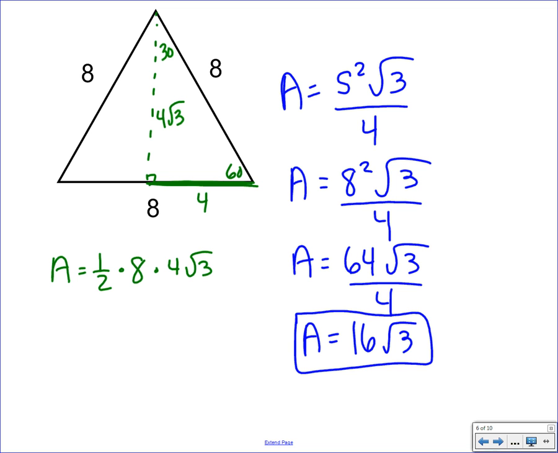1/2 times 8 is 4. So I have 4 times 4√3. 4 times 4 is 16√3. So what I did there, again, I just showed you both ways to find the area of an equilateral triangle. You can choose to remember the formula, or you can just derive it quickly on a test or a quiz.